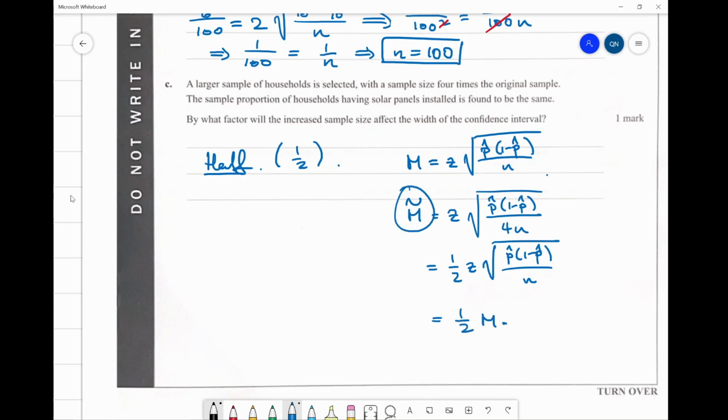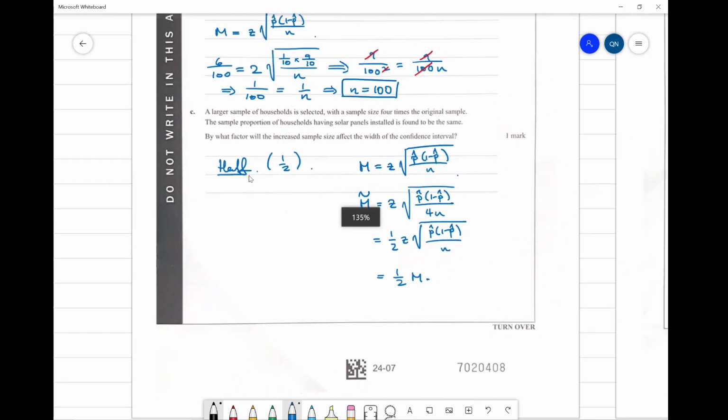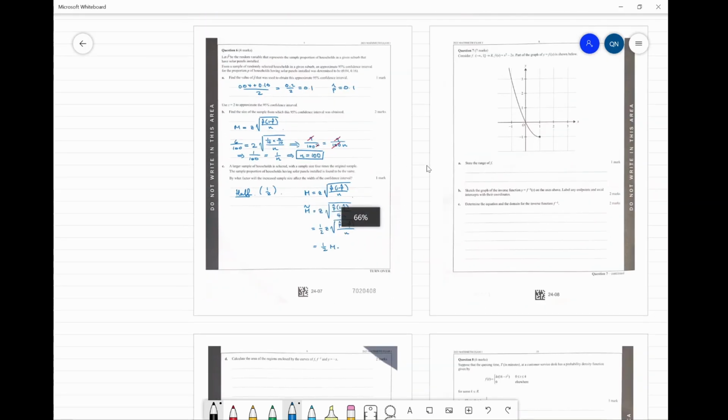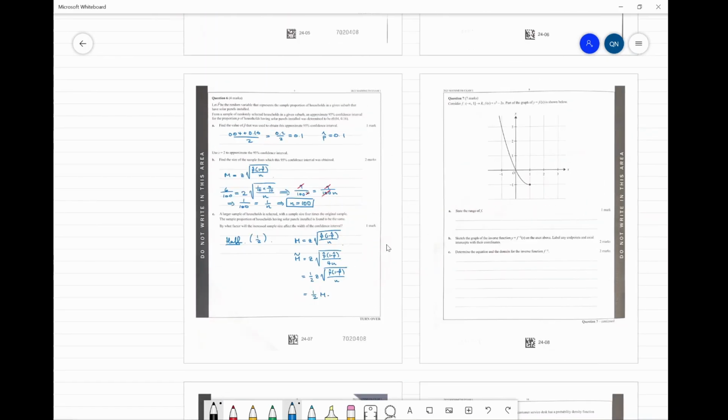So your new margin of error is exactly half your margin of error, but because the length of the confidence interval is exactly twice the margin of error, the length of the confidence interval also decreases by a factor of 2. It just halves, pretty much. That's question 6. Nice and neat question.